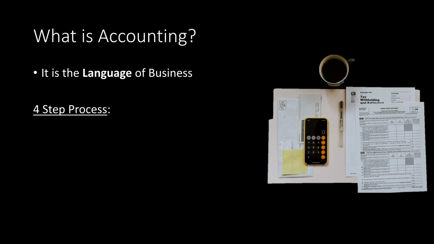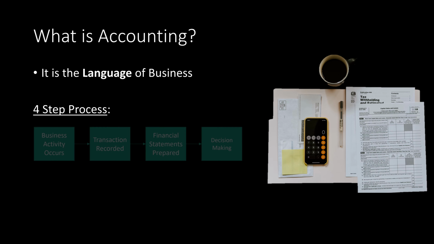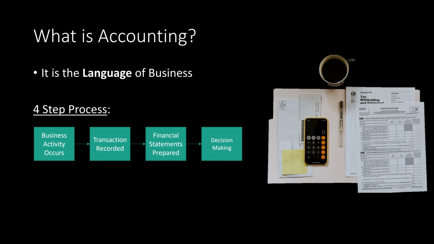Now, the accounting process has four steps. The first step being a business activity occurs. Then the transactions are recorded, in which the accountant translates and records the activity. In the third step, financial statements are prepared, in which the accountant periodically prepares a summary of all business activities in the form of financial statements. The fourth and the last step being decision making. Now, the users of this information review these financial statements to make decisions.